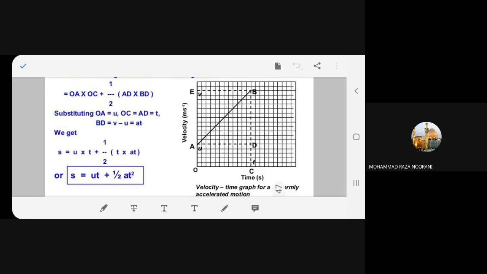Boys, you have to do it at home without fail. If you have understood this, can I go to the third graph?